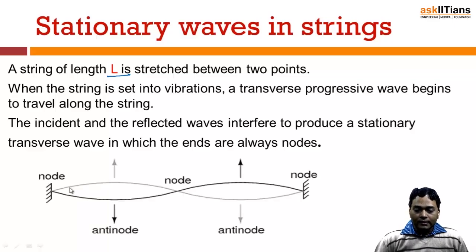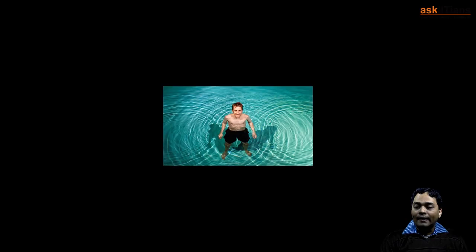So here you can see that these are the nodes and the antinodes are somewhere here. The incident waves and the reflected waves interfere to produce a stationary transverse wave. That is what is going to be the result, in which the ends are always the nodes. So these are known as the nodes, and these points where the displacement is maximum are known as the antinodes.